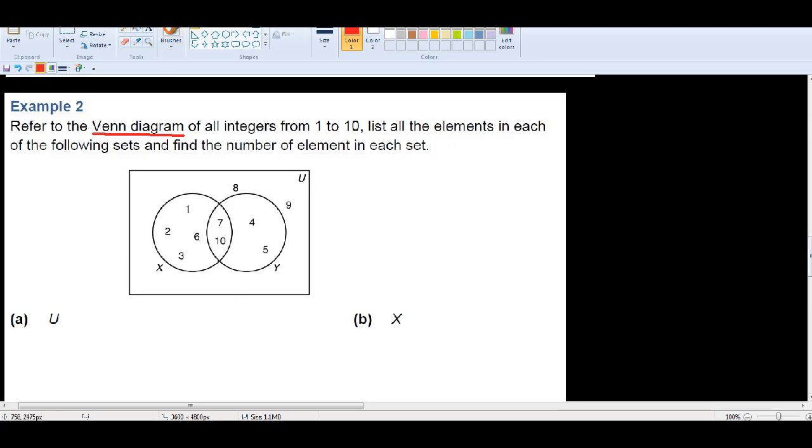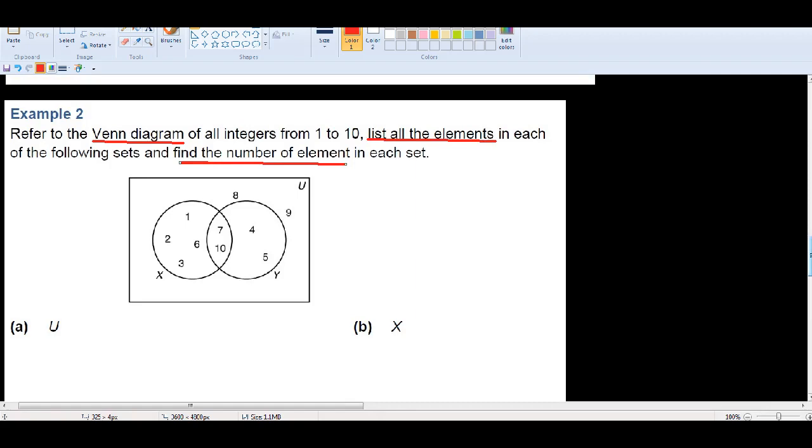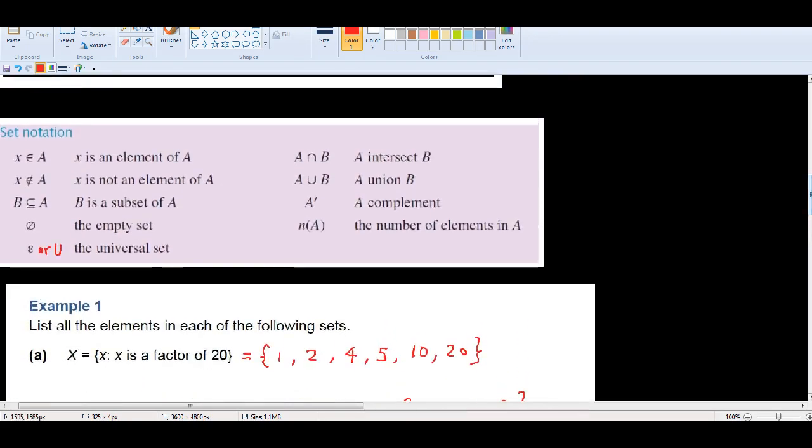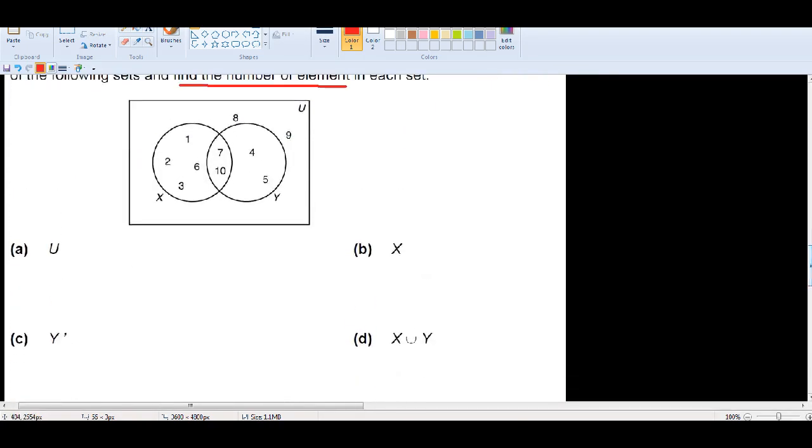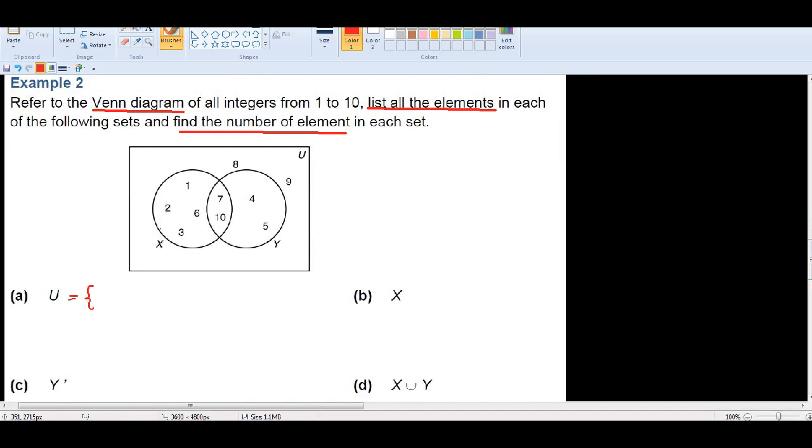Okay, so list all the elements of the set and find the number of elements. What kind of symbol shall we use when we are going to find the number of elements? You need to use this symbol, and bracket the set. That means the number of elements in that set. For U, U means all the numbers in that rectangle. It should be 1 to 10, right? How many of them? Of course, you got 10 elements, so you write n(U) = 10.